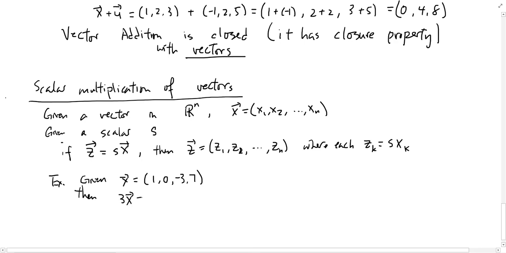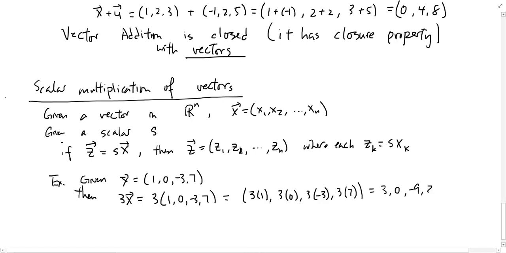3 times vector x would just be equal to 3 times (1, 0, negative 3, 7). And that should become 3 times 1, 3 times 0, 3 times negative 3, and 3 times 7. And so that just equals (3, 0, negative 9, 21). There you go. That's your answer.